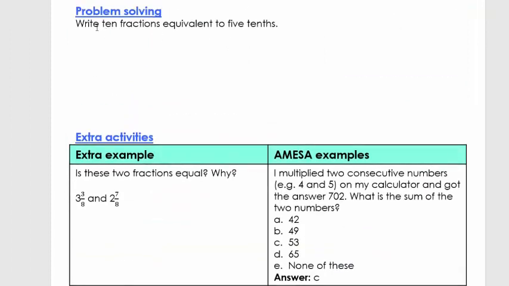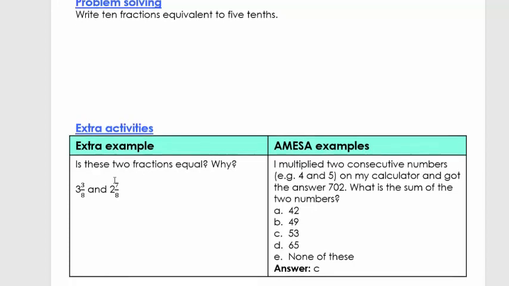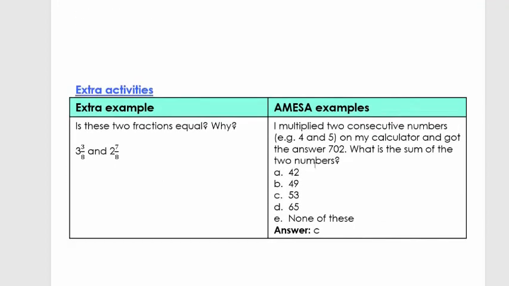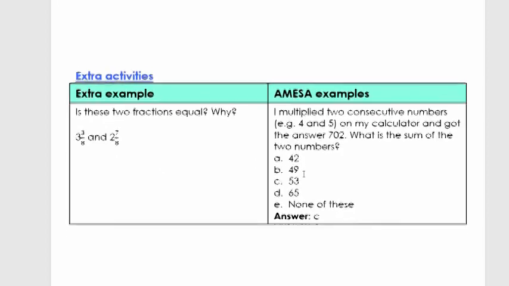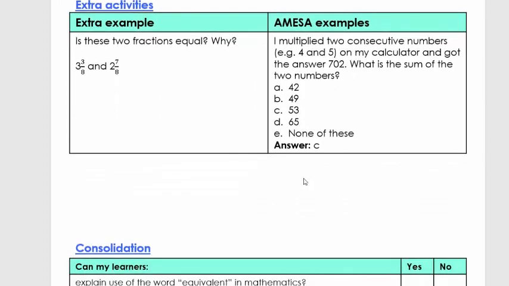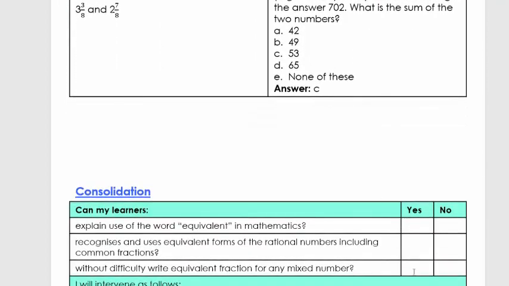Then what I want you to do is the problem solving. This is just a very basic activity. You can do the extra example here. You can do the question coming from exam papers. And then if you ticked yes on all of them, you can carry on to the next lesson. If you've got a no, you need to revise, revisit certain questions, or you need to contact SATeacher.